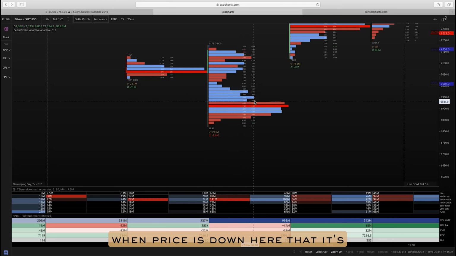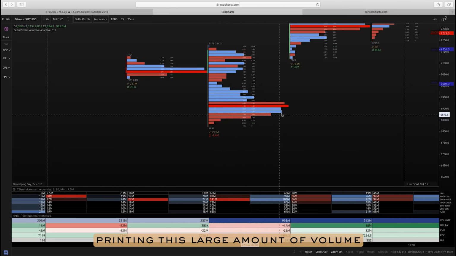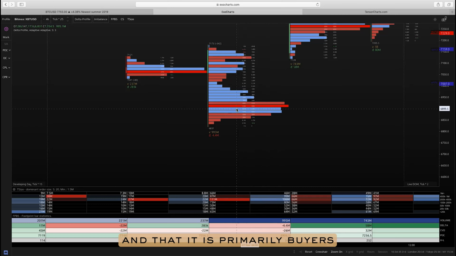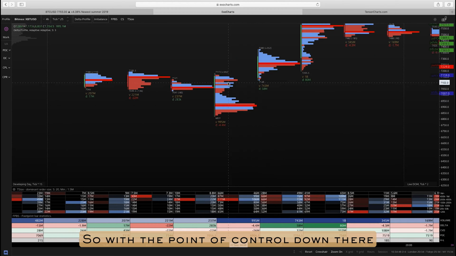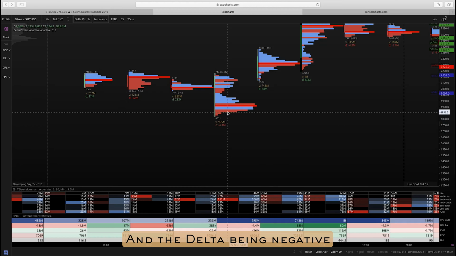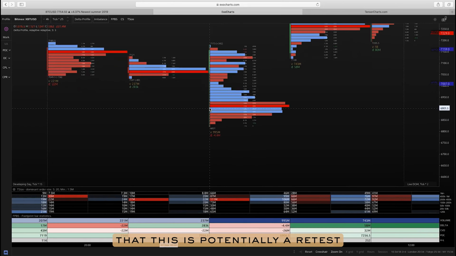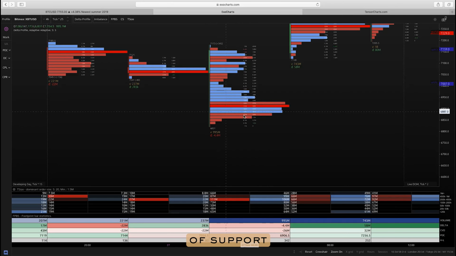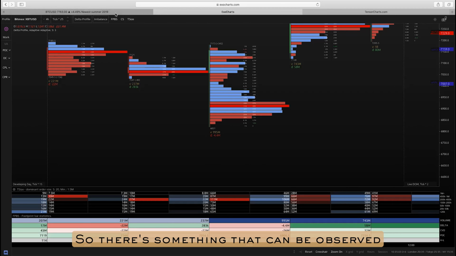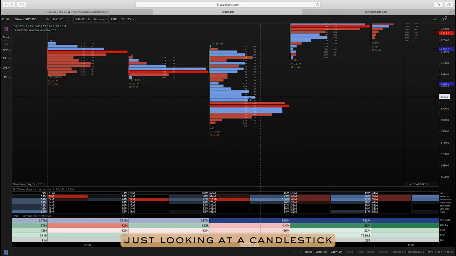You can see that when price is down here, it's printing this large amount of volume, and it is primarily buyers rather than sellers. You can see that the delta, as indicated by blue, shows a large amount of buying, and most of the volume took place right here. With the point of control down there, the delta being negative, and a large amount of positive delta in this area, this indicates that this is potentially a retest of support and that buyers are interested in pushing this forward. So there's something that can be observed down here that you cannot see just looking at a candlestick.